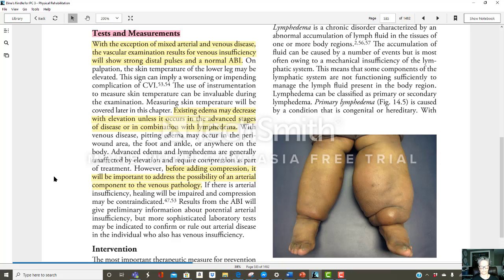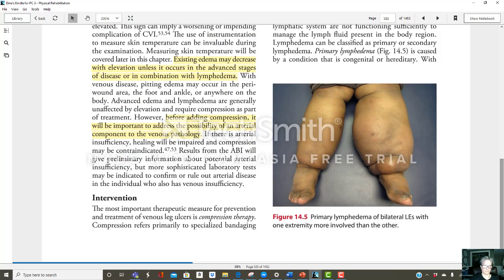Results from the ABI will give preliminary information about potential arterial insufficiency, but more sophisticated laboratory tests may be indicated to confirm or rule out arterial disease in the individual who also has venous insufficiency.